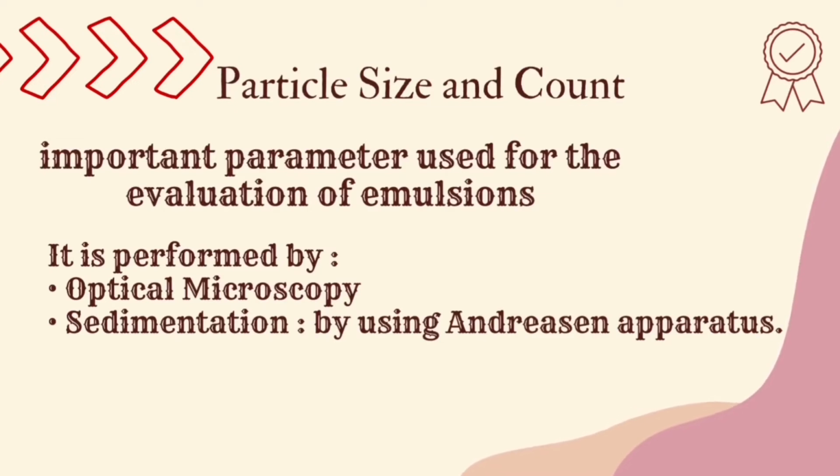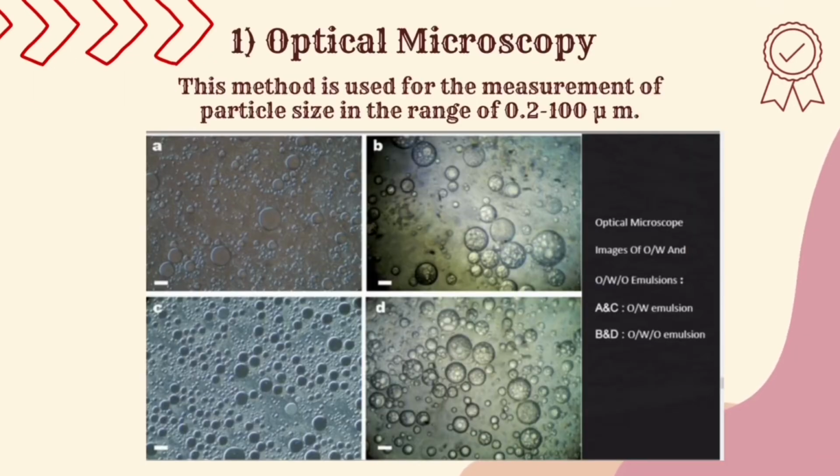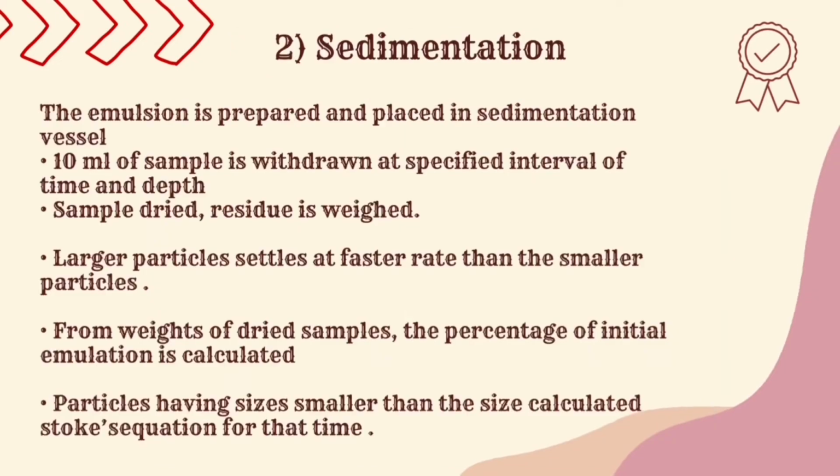Another important parameter used for the evaluation of emulsions is particle size and count. This can be performed either by optical microscopy or by measuring the sedimentation. If the emulsion particle size ranges from 0.2 to 100 micrometers, we use optical microscopy. Another method is to measure the sedimentation of the emulsion.